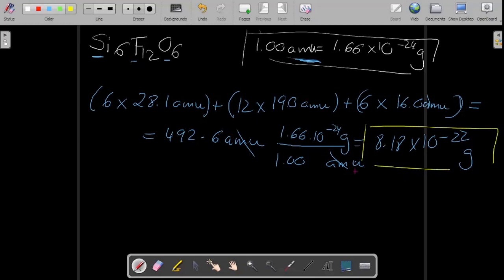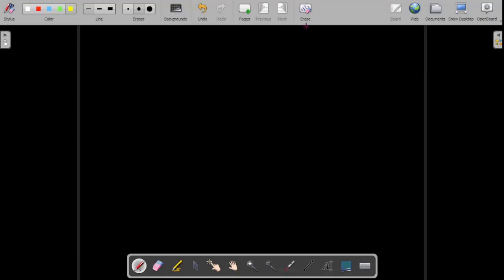And that's how you solve this kind of problem. You need to find the molecular mass in AMUs, and then you can convert that into grams. Now you're going to do one of these on your own. I'm going to give you the answer. If you get it right, just move on. And if you don't, you can try again. And if you still don't get it, you can watch me solve it for you.